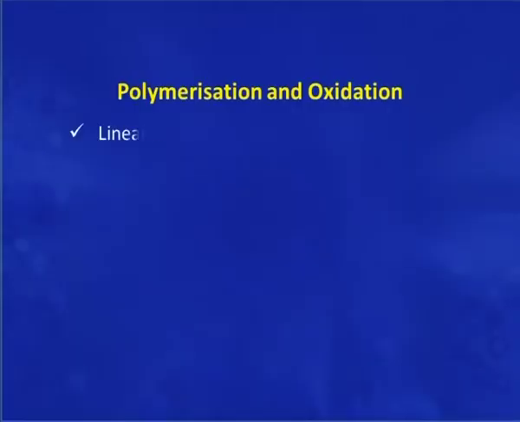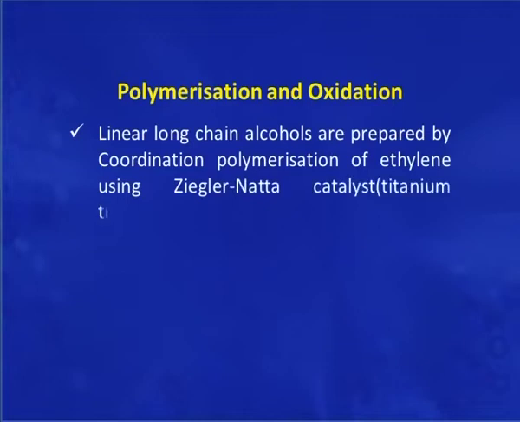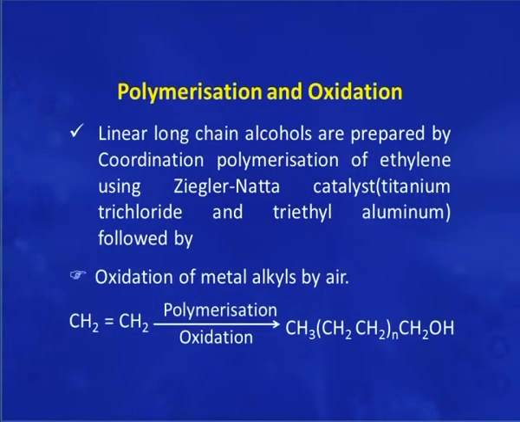The next method for the preparation of alcohol is by the polymerization of alkenes produced from the cracking of petroleum, followed by the oxidation of metal alkyls. Linear long chain alcohols are prepared by coordination polymerization of ethylene using Ziegler-Natta catalyst, which is titanium trichloride and triethyl aluminum, followed by the oxidation of metal alkyls by air.